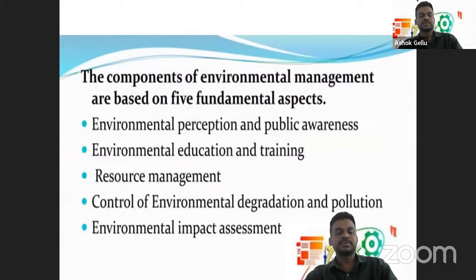Environmental perception and public awareness. Through public awareness, we can conserve the natural resources, we can protect the nature, and we promote environmental awareness with the public. And environmental education is a very important tool to make the public aware. There are two types, formal and non-formal environmental education. In that, formal environmental education means different courses introduced to build environmental awareness at school level, university level, college level, different levels.